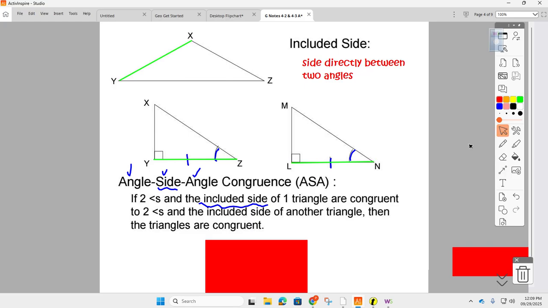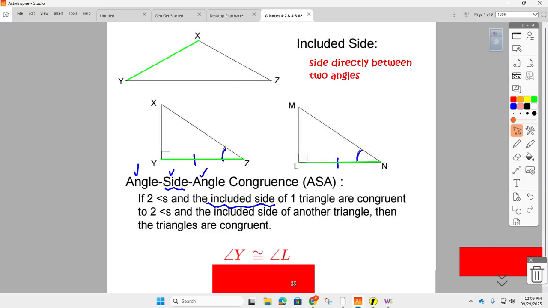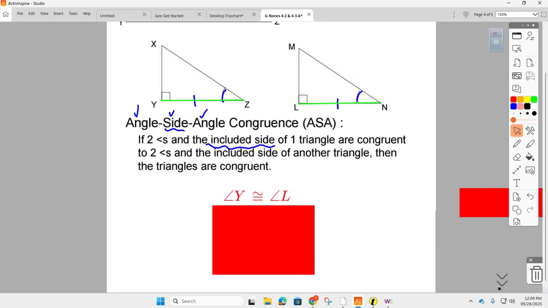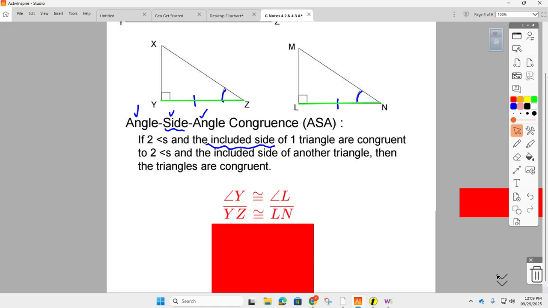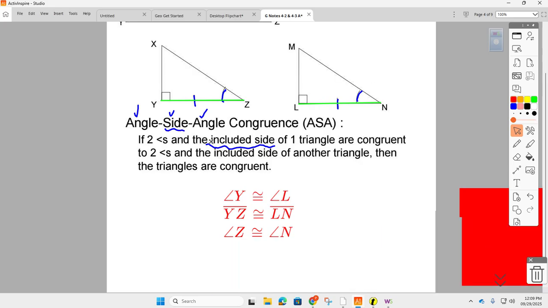Now, here we go. Angle Y is congruent to angle L, we said, because they're both right angles. Segment YZ is congruent to segment LN, those represent the sides, right? Angle Z is congruent to angle N, those are marked on our diagram. So now we have to recognize, okay, angle, side, angle. Two congruent angles with an included side. So now we know that our triangles are congruent by angle, side, angle congruence.